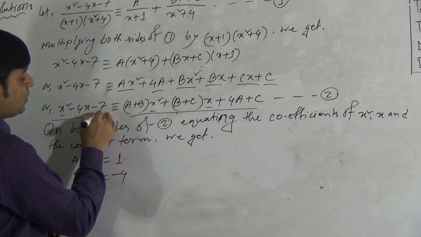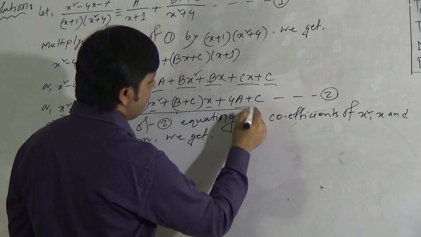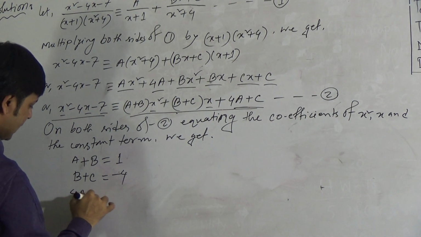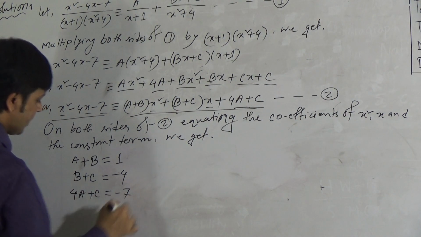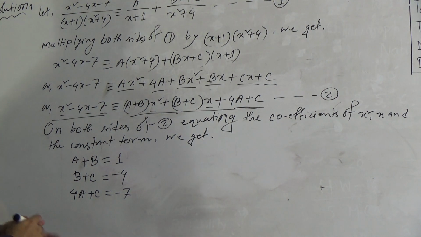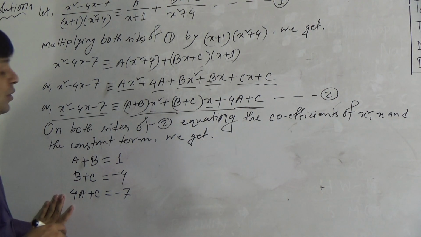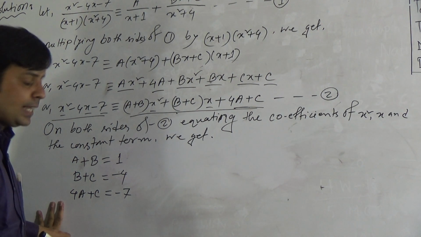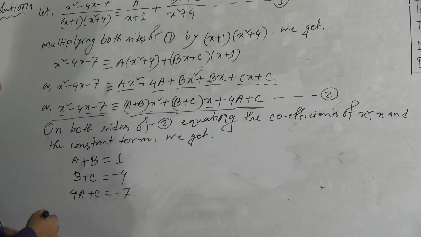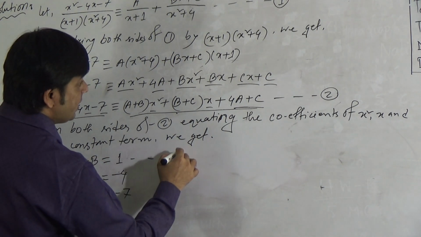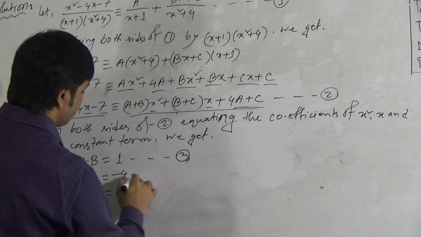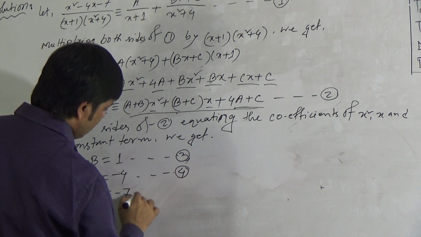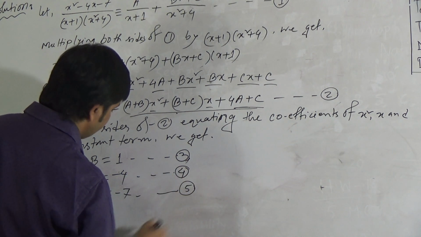Now this is the constant term, and this is the constant term. So we can write 4a plus c is equal to minus 7. So from these three equations we need to determine the values of a, b and c. Solving these three equations, this is equation 3, this is equation 4, this is equation 5.